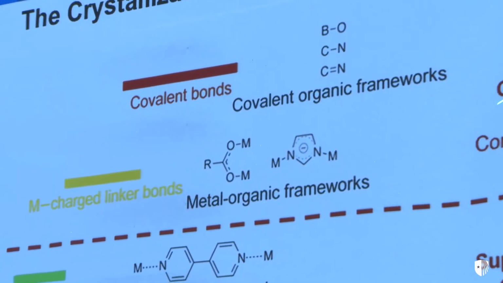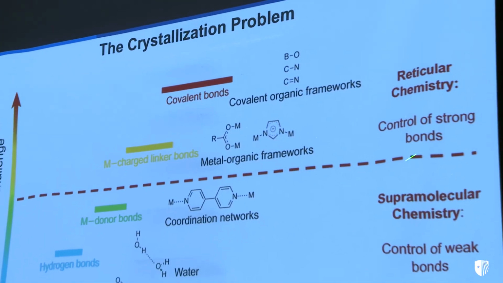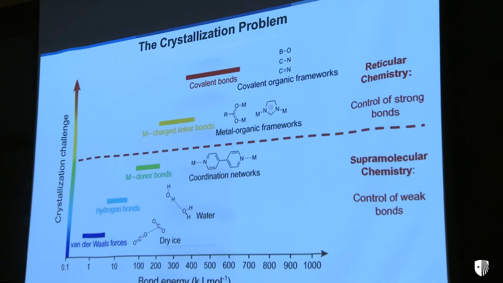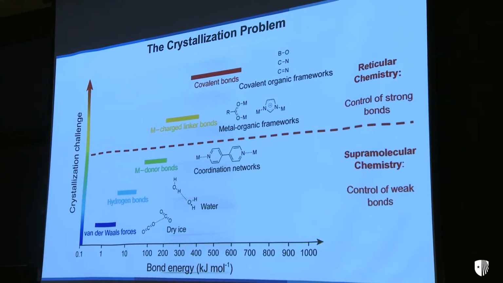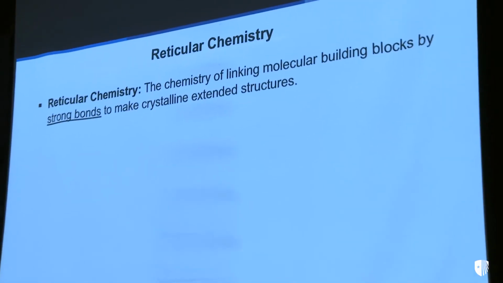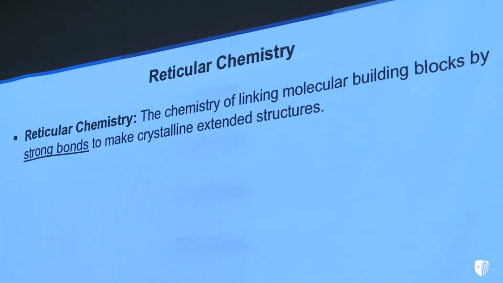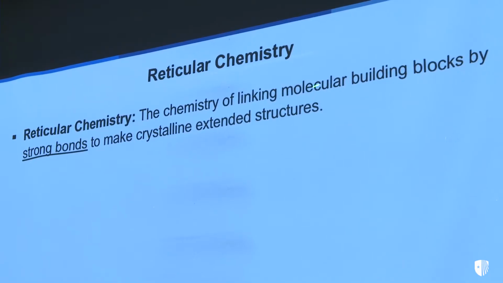So that was the birth of what we call reticular chemistry, which is the control of the strong bond. This is supramolecular chemistry, the control of the weak bond. Reticular means net-like. It's used very frequently in physiology, but not in chemistry. So we introduced it into chemistry. It's net-like. It's the chemistry of linking molecular building blocks by strong bonds to make crystalline extended structures.